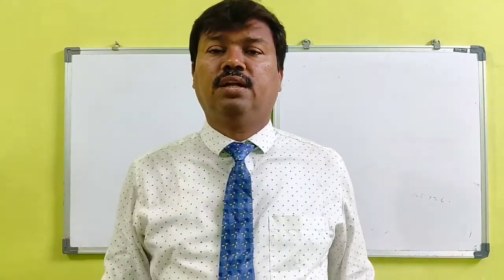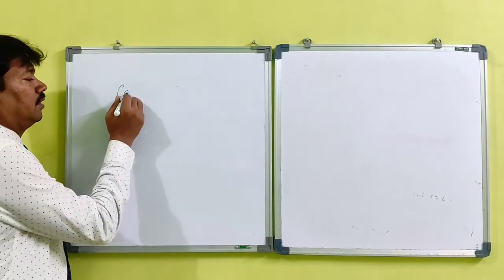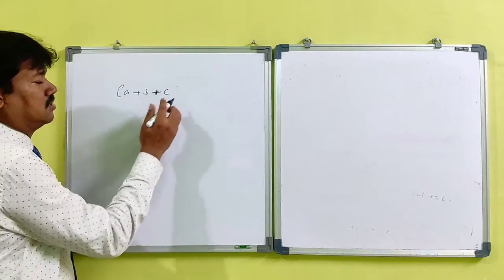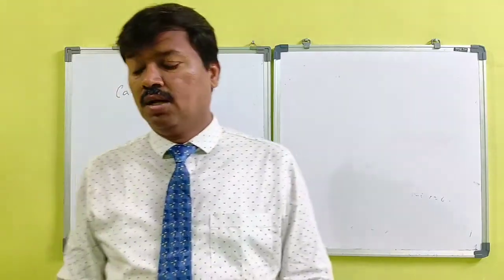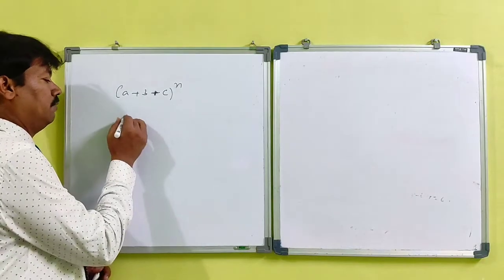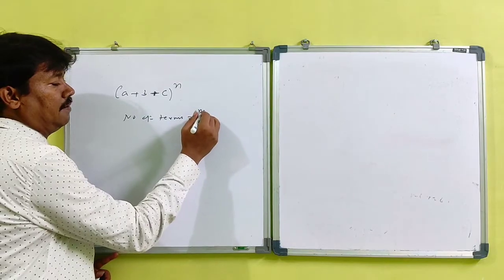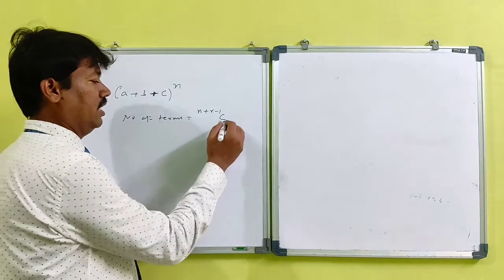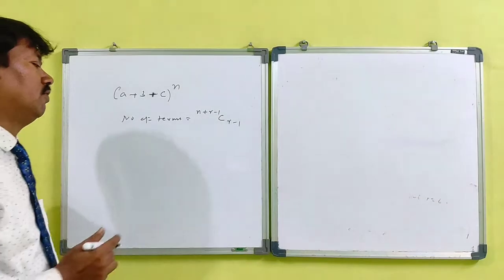So the next is the JEE concept. One concept here is, suppose there are more than two factors in this, and they ask you the question, how many terms are possible in this expression? So there is a formula for this. The number of terms is always given by n plus r minus 1 c r minus 1. So this is the formula for this.